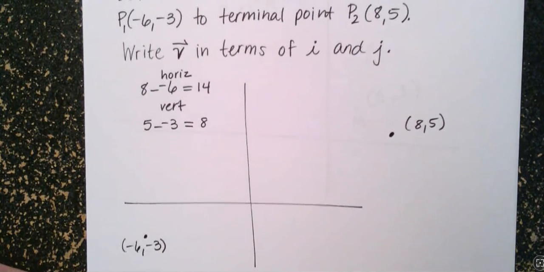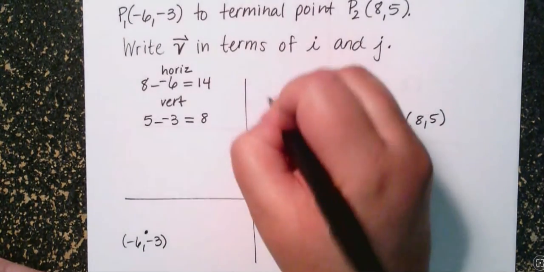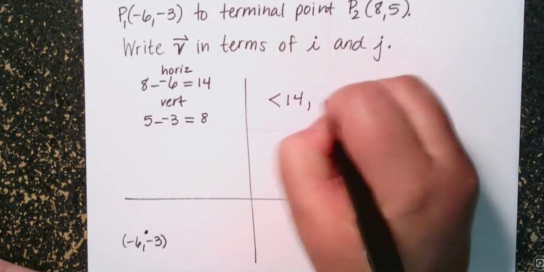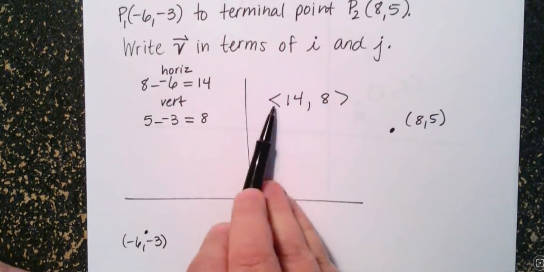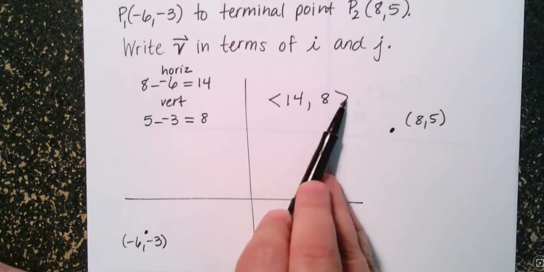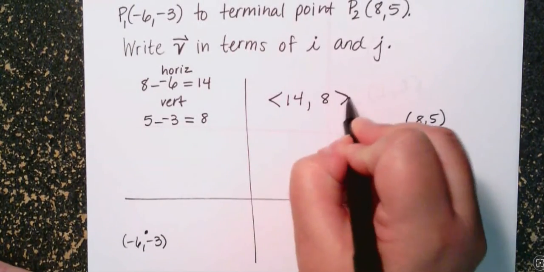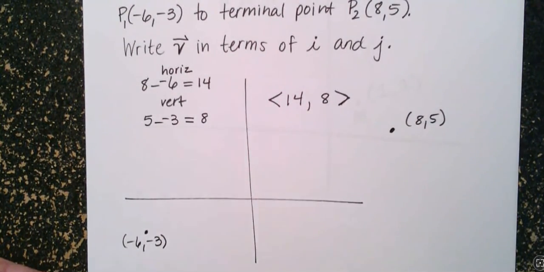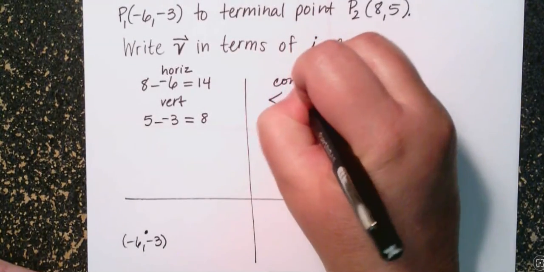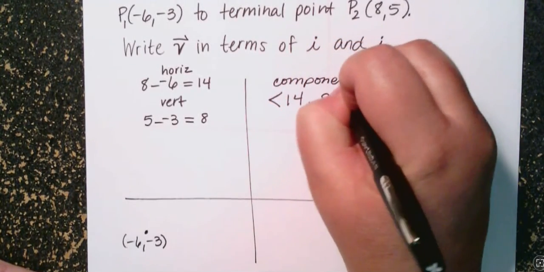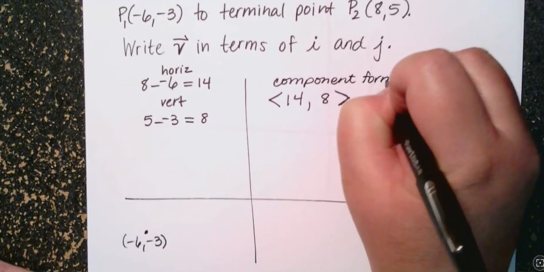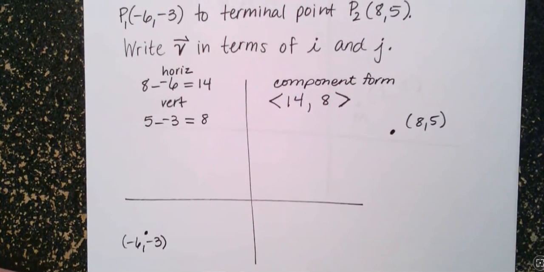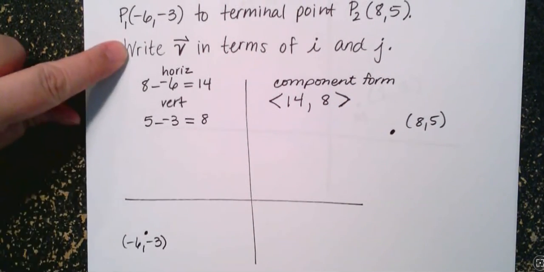And I'm going to write this in what's called component form, which is basically I just take those two numbers and I do this. And these are not parentheses. They're almost like greater than, less than symbols. They're like specifically pointed. So this is called component form. This is one way of writing a vector. It's really my favorite form, honestly. But that's not how we've been asked to write it.